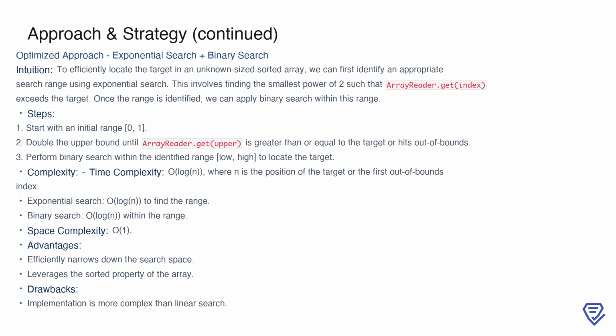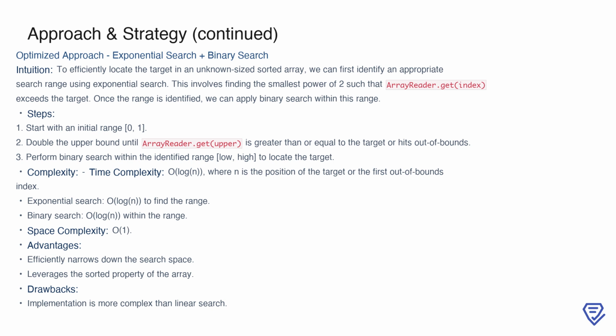Now, to address the inefficiencies of linear search, we can turn to a more optimized approach: exponential search combined with binary search. This method is designed to efficiently locate the target in a sorted array of unknown size. The key insight here is to first identify a suitable search range using exponential search. Starting with an initial range of 0, 1, we progressively double the upper bound of the range until the value at the upper bound exceeds the target or we encounter the out-of-bounds condition.